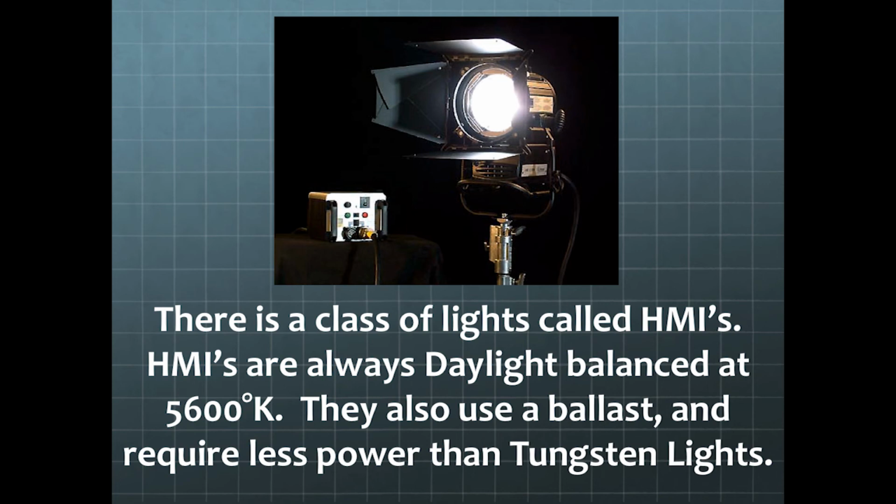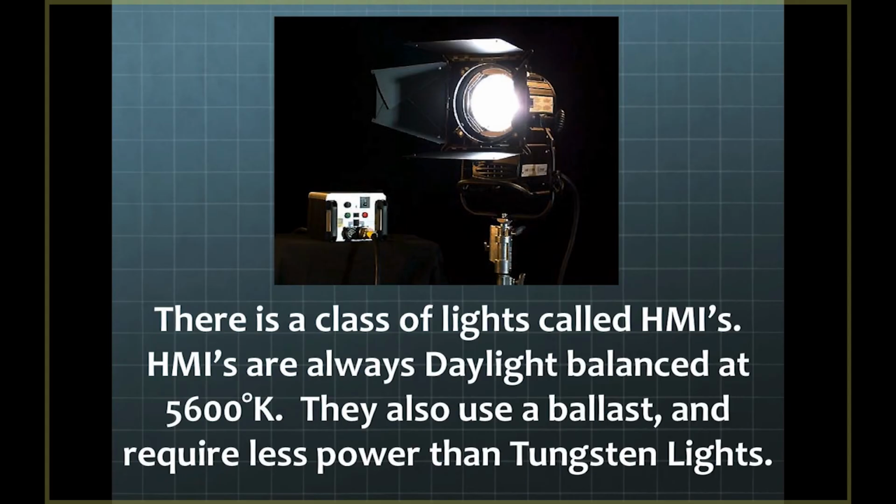There is a class of lights called HMIs, like I just said. HMIs are always daylight balanced, which is 5600 degrees Kelvin, as I said. They also have to use a ballast, which is a separate box. Well, sometimes it's mounted on the camera, but more times than not, the ballast is a separate box. And the ballast regulates the power, and it actually allows you to have a much brighter light using less power.